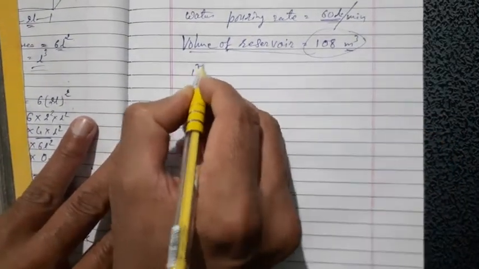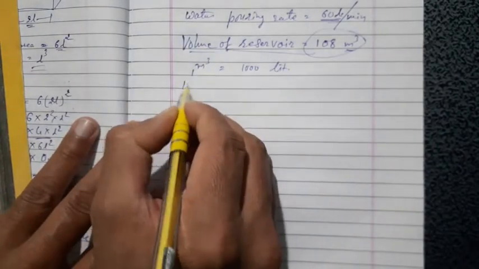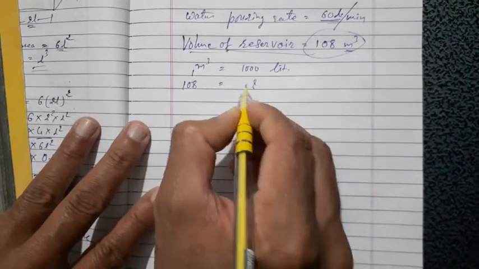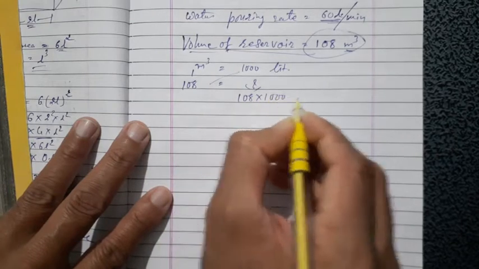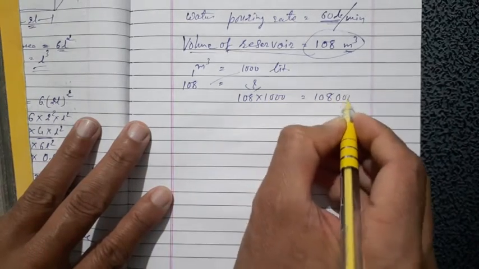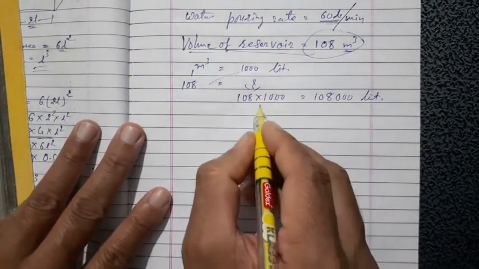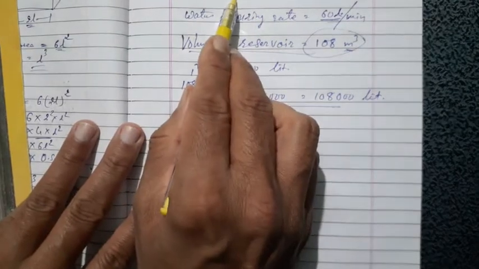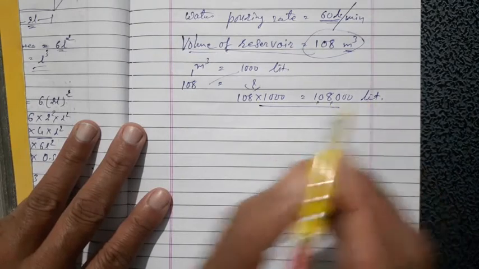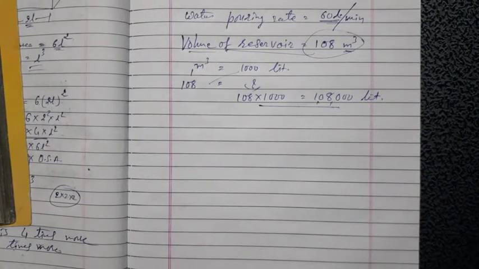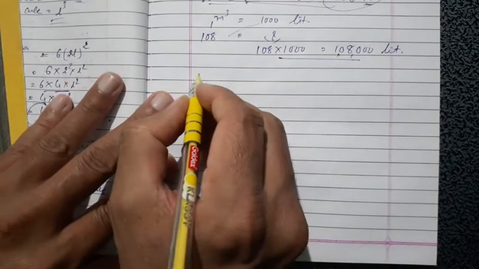So 1 meter cube equals 1000 liter, we need to know that. Okay, so 108 meter cube equals how much? Cross multiplication, that is 108 into 1000 equals 108,000 liter. Okay, that means to fill that reservoir with water we need 108,000 liter water.